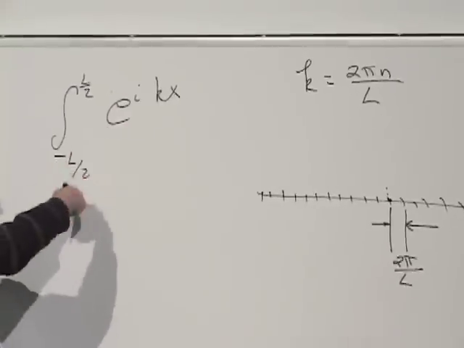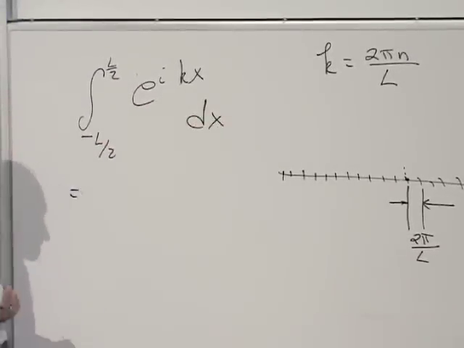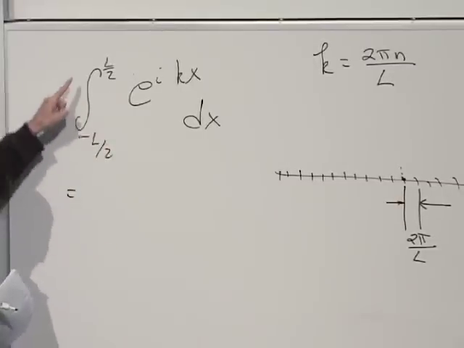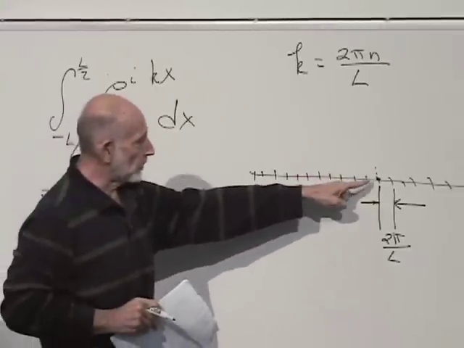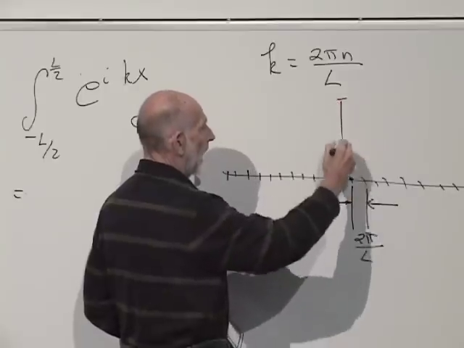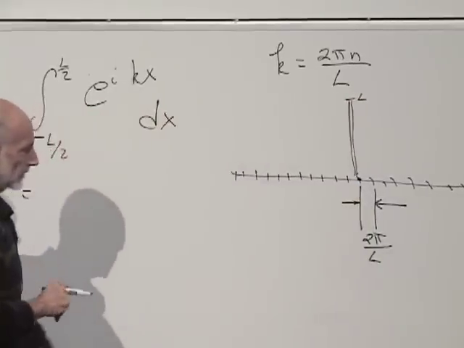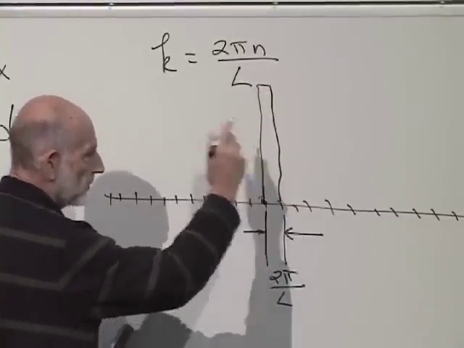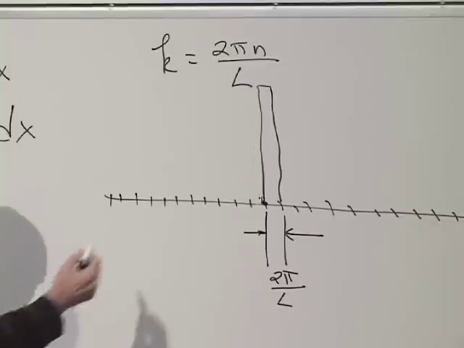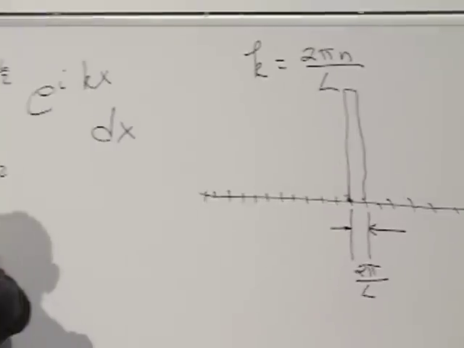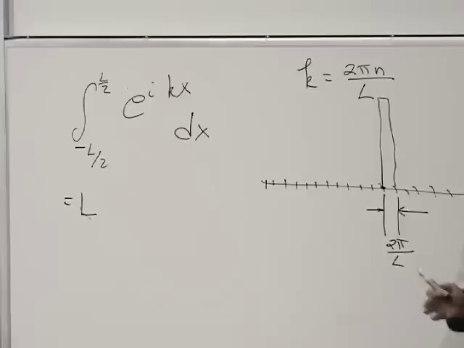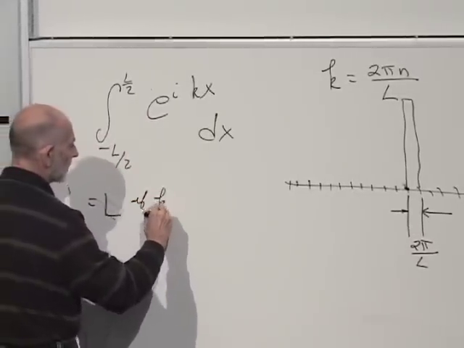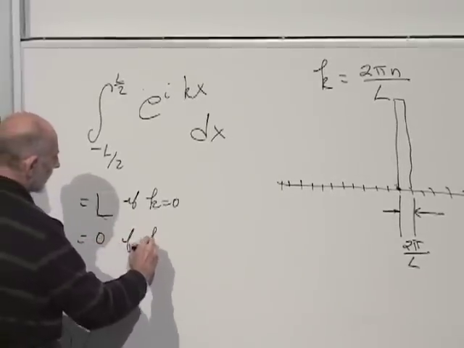Now, let's take this function. This function is a function of k, of course. I've integrated it over x, so it's only a function of k. What is it equal to? Let's plot it on here. It's equal to L when k is equal to 0, so right at k equals 0 here, it's high and equal to L. Let's give it a slight width just for the purpose of drawing it. But at k not equal to 0, it's 0. That's what we concluded: it's equal to L if k is equal to 0, and it's equal to 0 if k is not equal to 0.